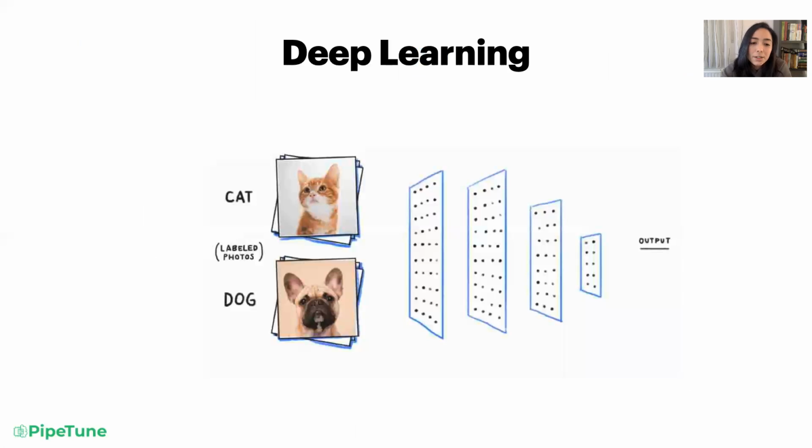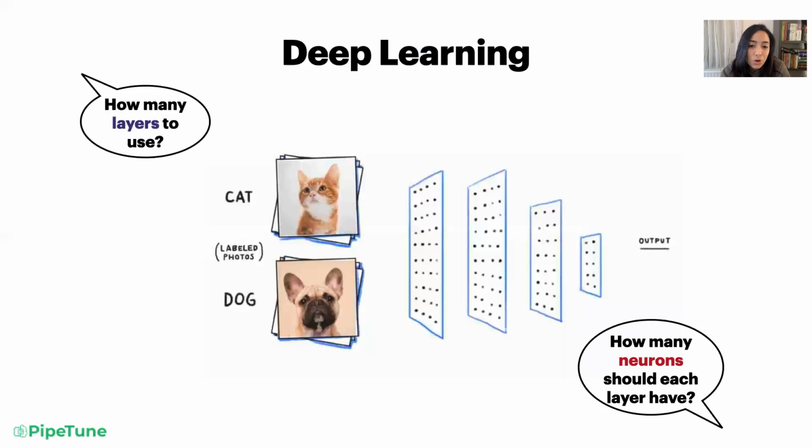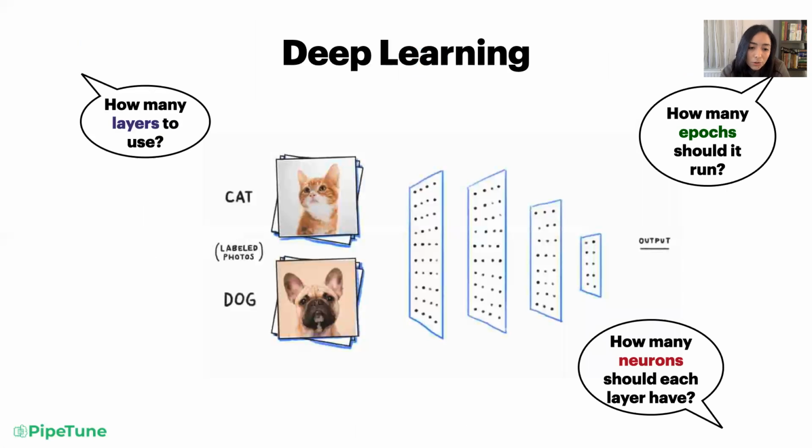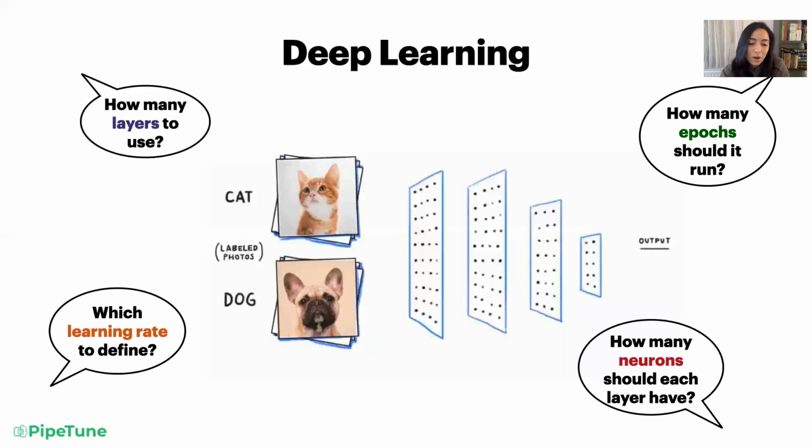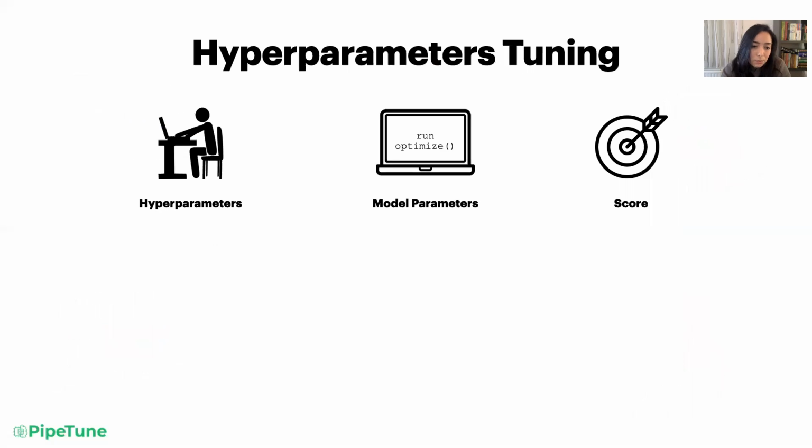So let's start by considering a typical deep learning application where you have several labeled photos and you want to train a network which will be able to classify those photos. Although this is a straightforward problem, there are several questions you have to think about even before starting the training, such as how many layers to use, or even how many neurons each layer should have, how many epochs should your training consist of, and so on and so forth. All of these are called hyperparameters and are used to control the learning process.